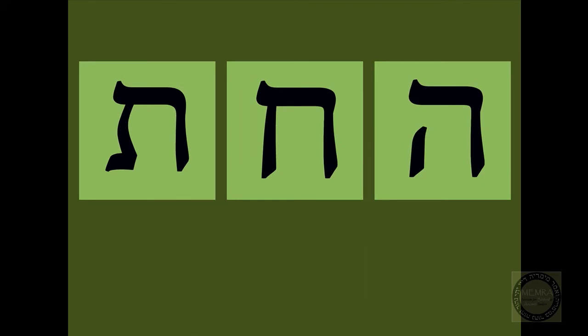3 more. Again, only one of these has an opening right here. If you think of these as like a doorway, one has a gap in the doorway, the other one's a complete doorway, and this one has at the bottom a little extension. So these 3 letters are respectively tav, chet, and he.